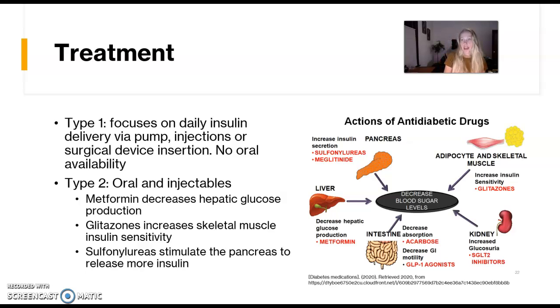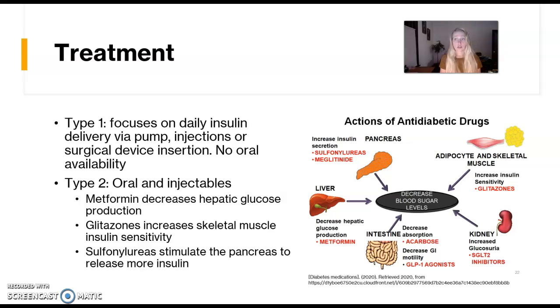For type 2, they typically start with oral medications that stimulate your body to either react to or produce more insulin. Examples of these would be metformin, which decreases the hepatic production of glucose, so you're not putting as much glucose into your blood vessels. Glitazones actually increase your skeletal muscle sensitivity to insulin, and then sulfonylureas stimulate the pancreas to release more insulin. All of these can really help with decreasing blood glucose.